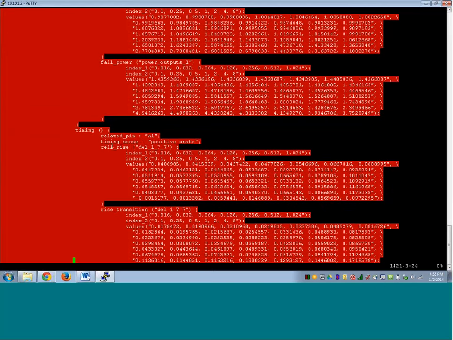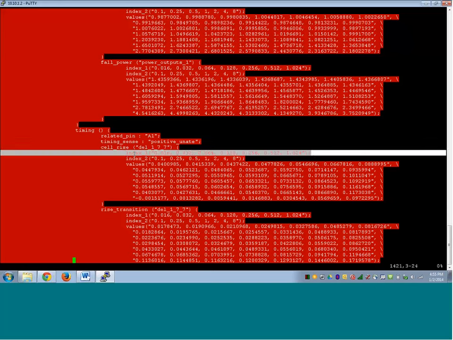So this cell rise tells us that, with respect to pin A1, when A1 changes, the timing sense is positive unate. Positive unate means that when A1 rises, the output will rise, and when A1 falls, the output will fall. This is called positive unate. Negative unate means when the input rises and the output falls, an inverse relationship. So this cell rise has two indexes, and it uses this table.